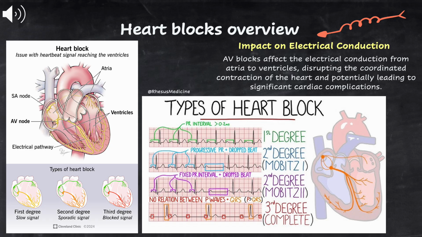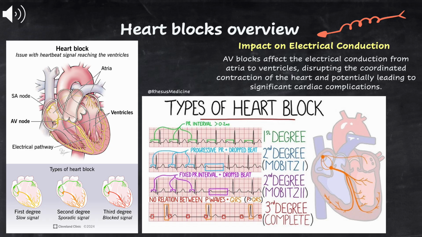In contrast, third-degree, or complete, AV block is much more serious. In this condition, there is no relationship between P waves and QRS complexes, meaning atrial impulses do not conduct to the ventricles at all. As a result, the ventricles generate their own escape rhythm, which is typically very slow. This leads to severe bradycardia, reduced cardiac output, and a high risk for hemodynamic instability, including hypotension, syncope, and altered mental status. Third-degree AV block requires urgent clinical attention and often pacing.